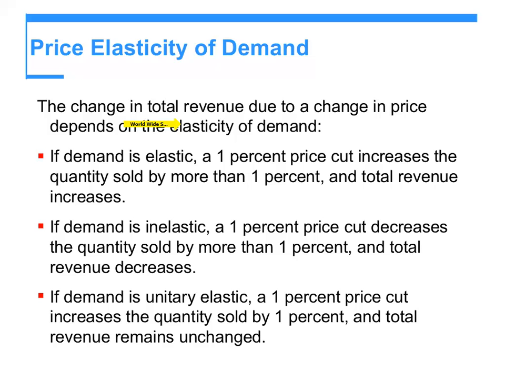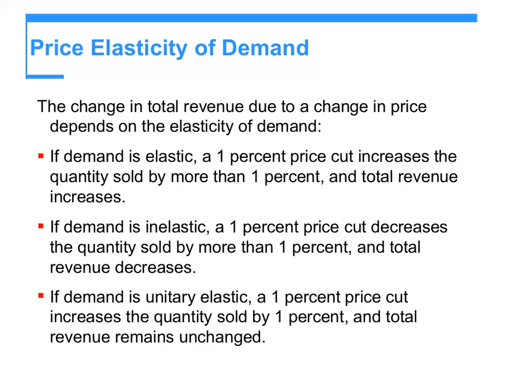That's exactly the result of the top situation. In the top situation, the demand is elastic. The change in price changes the demand. A 1% cut may increase the demand by more than 1%. That causes the total revenue to increase. But in the lower case, the demand is inelastic. The change in price doesn't necessarily mean a change in demand. If you cut the price, the demand doesn't really respond, so total revenue decreases.